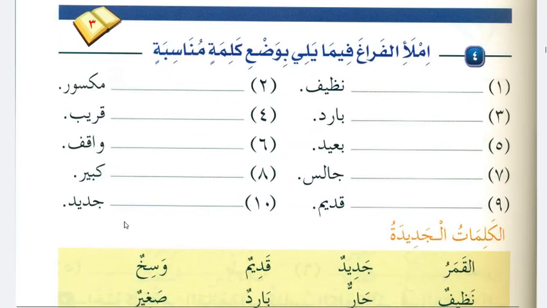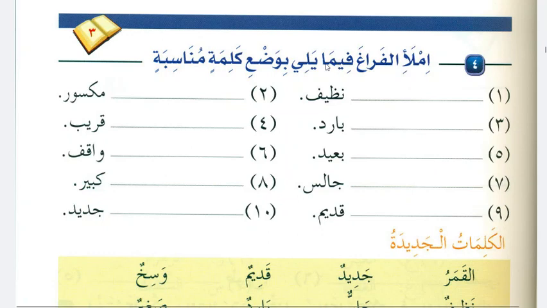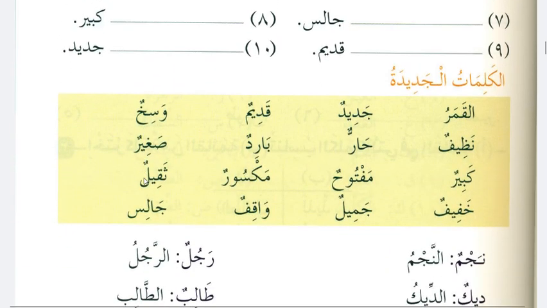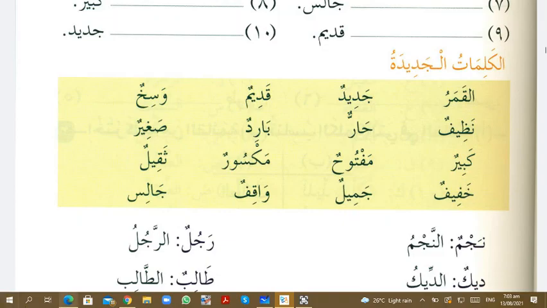This is your homework. Fill in the blanks which are below by putting appropriate words. So you need to put any appropriate word here. For example, nazif means clean, so I will say the shirt is clean. Al-kamisu nazifun. Then broken: the chair is broken, Al-kursiyu maksurun. Then barid means cold, so I will say Al-ma'u baridun, the water is cold. Karib means near, so we say Al-Masjidu Karibun, the Masjid is near. Then Al-Baitu Ba'idun, the house is far. So in this way you will fill these blanks. Al-Kalimatul Jadida, again I recommend you to memorize them.